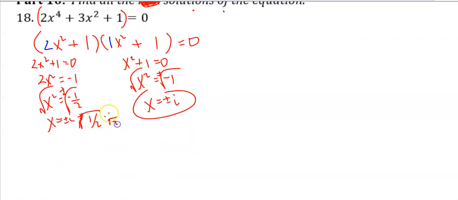Multiply by square root of 2 over square root of 2. So you get plus or minus i times square root of 2 over, because that's underneath the radical, so over 2. I like that better. Or I guess you could write it plus or minus i root 2 all over 2. That would be another way of writing it.